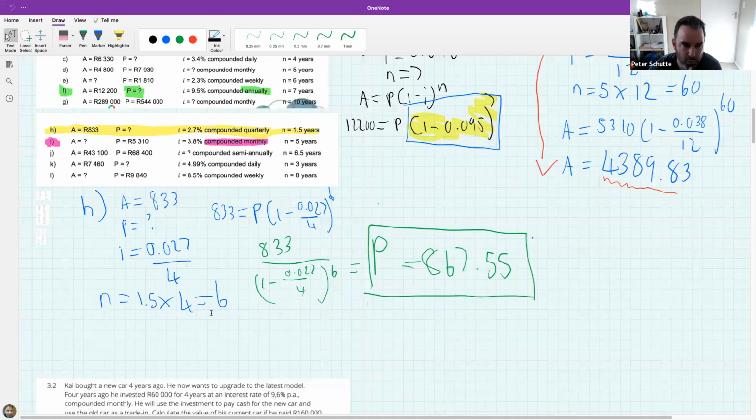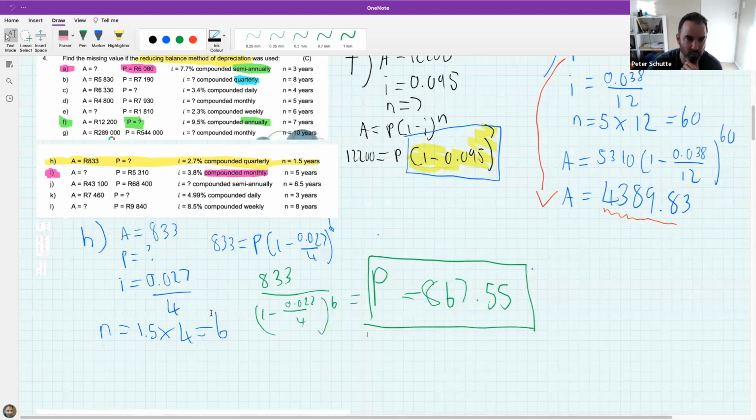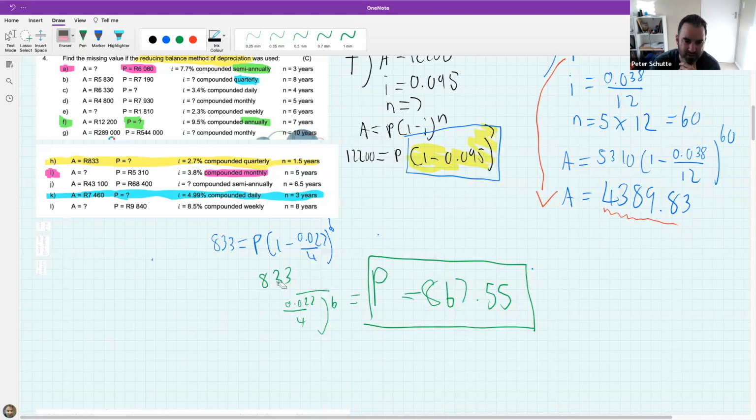Okay, so let's move on. Before the break, we said, can we do the one with the days? I think that was the question. So if it's compounded daily, it would be a question like, let's do K. Now, see if you can do this question, solving for P, but realizing that you're depreciating on a daily basis. So 365 is going to be the value that comes into play.